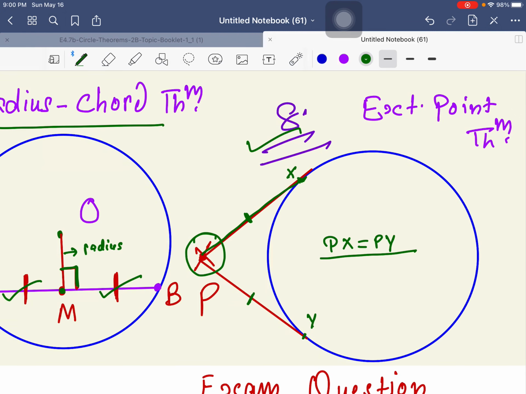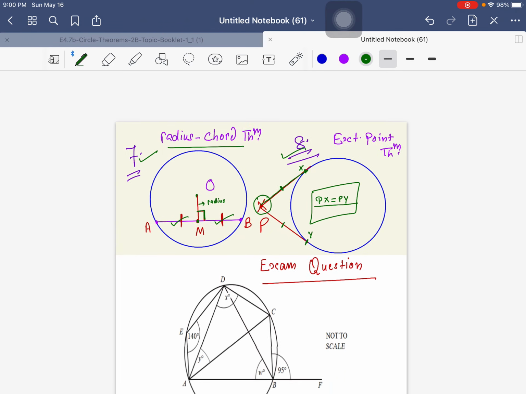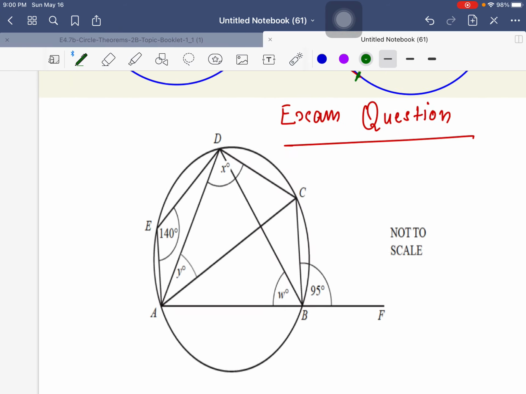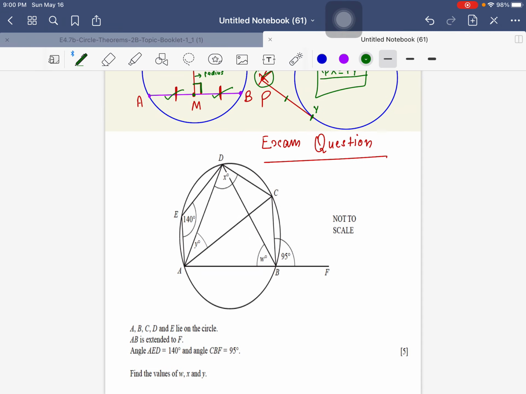The last theorem, the 8th theorem, is the exterior point theorem. It states that an exterior point is always equidistant from the points of contact to the circle. That means segments PX and PY are always equal. So after understanding all these 8 theorems and keeping them in mind, we can solve questions from the exam.